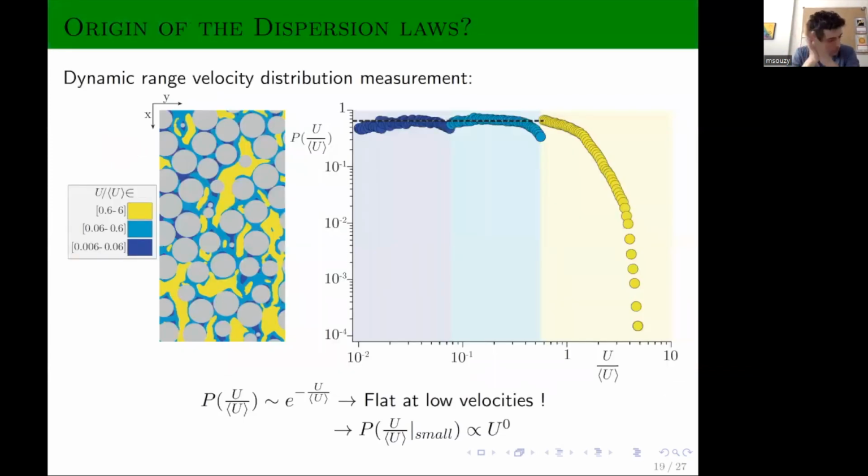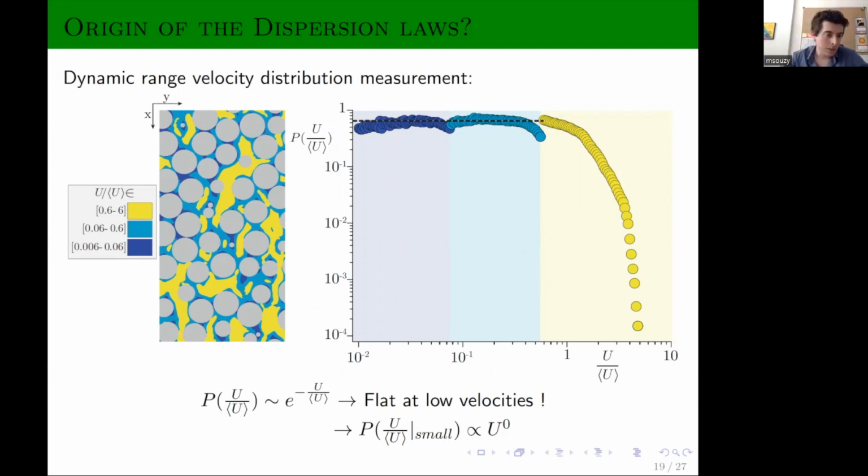So now if we want to understand the origin of these dispersion laws, we will have to make one step back and focus a bit on the velocity distribution measurements. So typically when you're measuring a velocity using PIV or PTV techniques, there is always a range of accuracy within which your procedure is able to accurately measure or quantify the velocity that you're measuring.